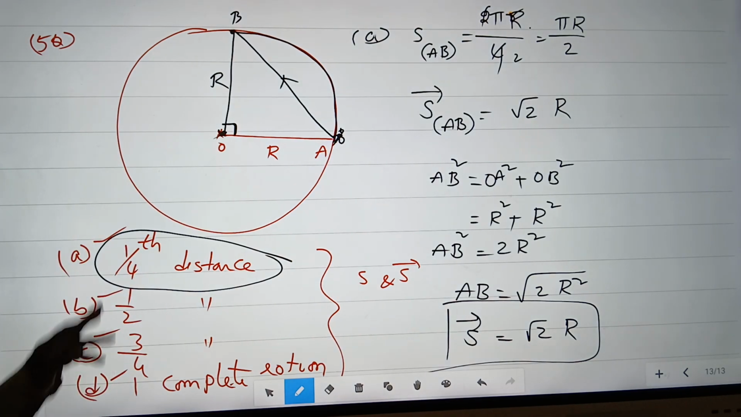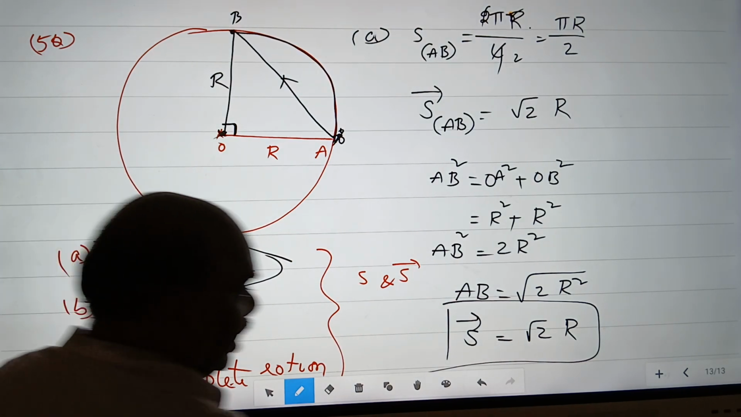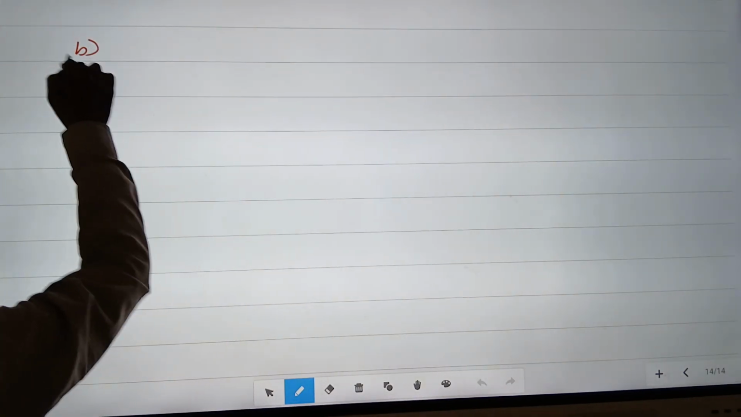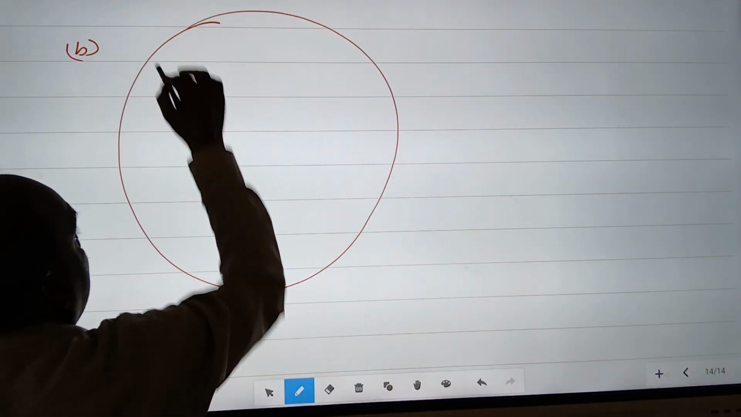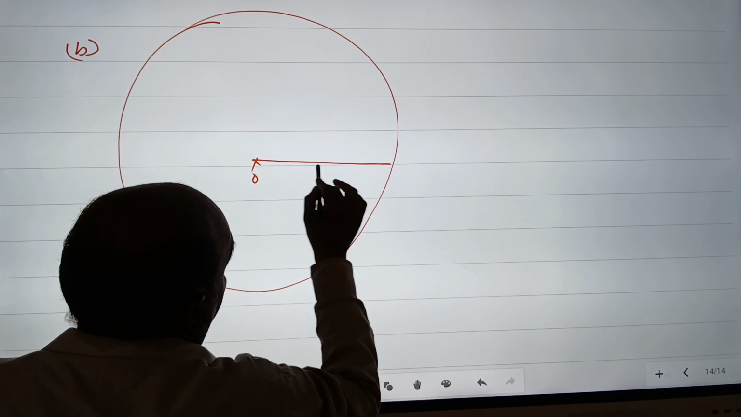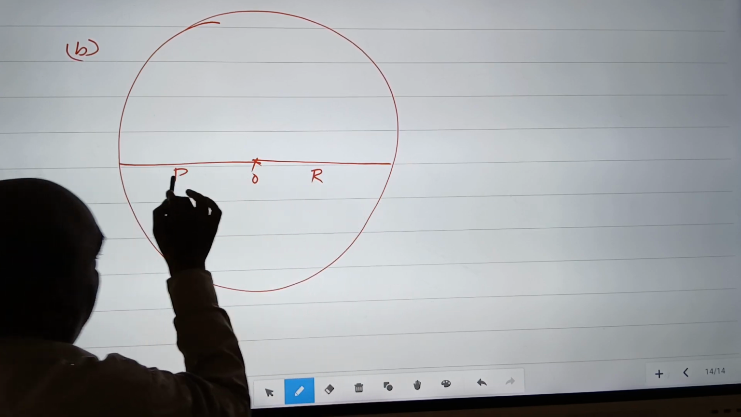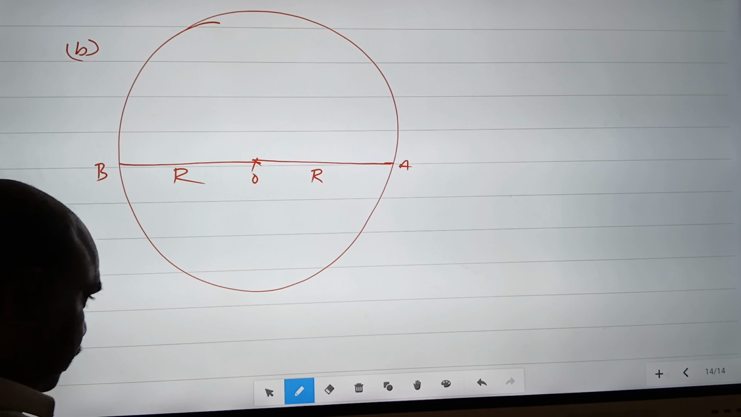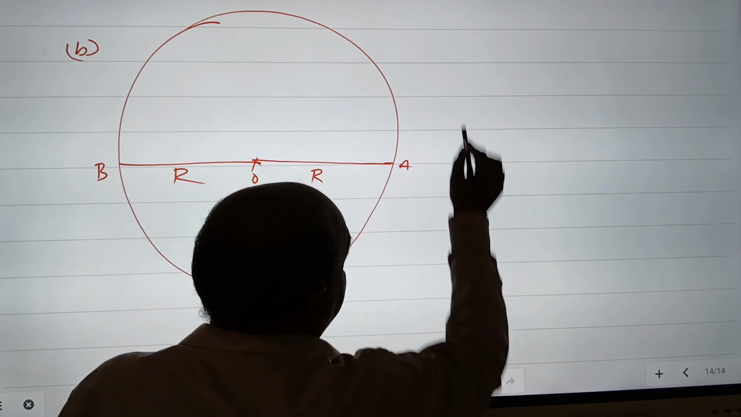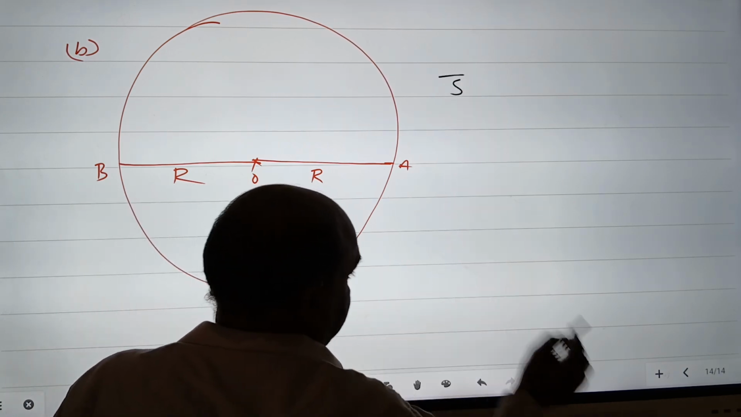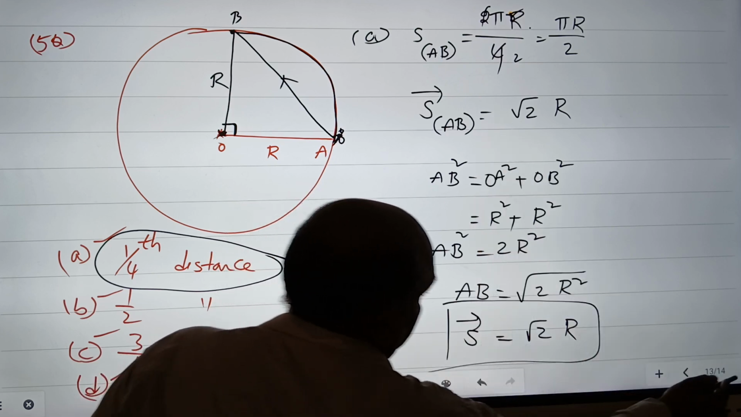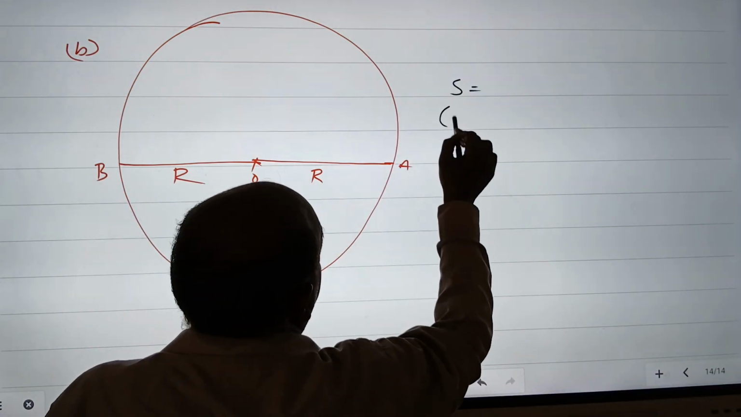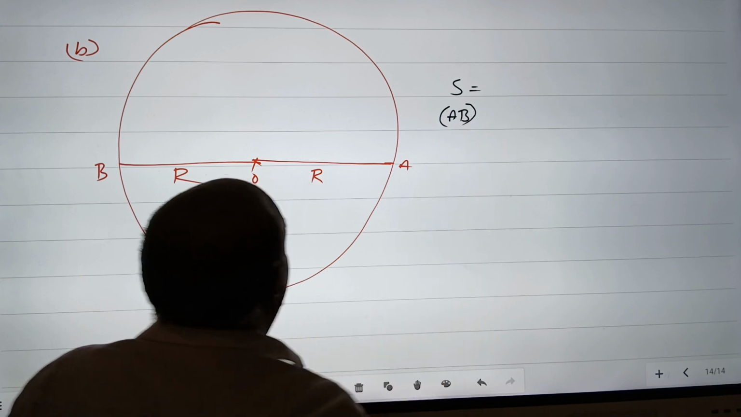Now case 2, half rotation is completed. We will do the second one. Again we will redraw the diagram. This is the circular path. Center of the circle, r. This is also r. This is point A. This is point B. Now A to B, we will find the distance. From where to where? A to B is equal to the total path.